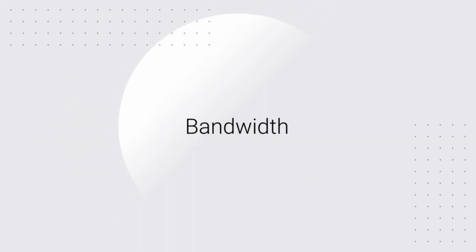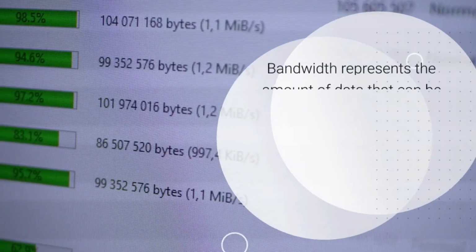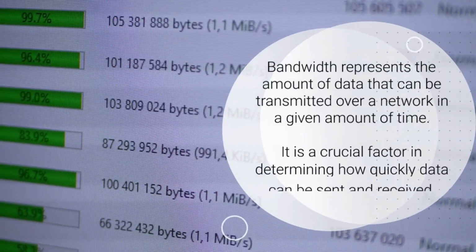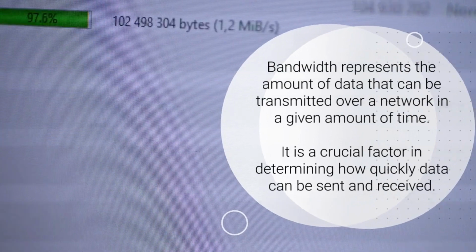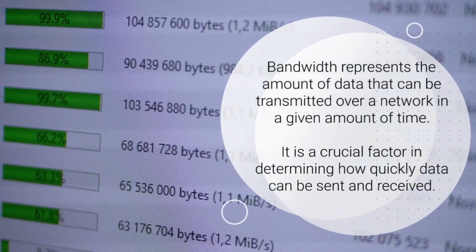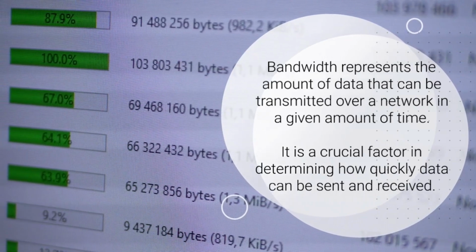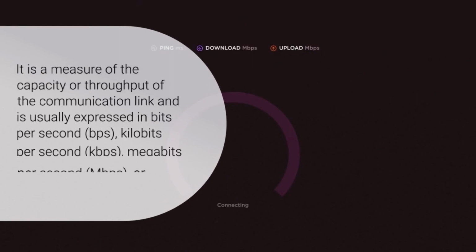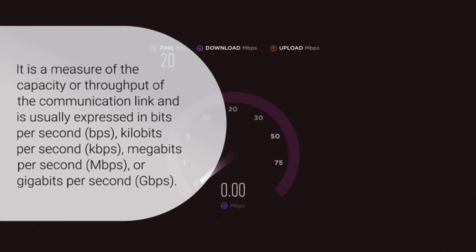Bandwidth. Bandwidth represents the amount of data that can be transmitted over a network in a given amount of time. It is a crucial factor in determining how quickly data can be sent and received. It is a measure of the capacity or throughput of the communication link and is usually expressed in bits per second, kilobits per second, megabits per second, or gigabits per second.